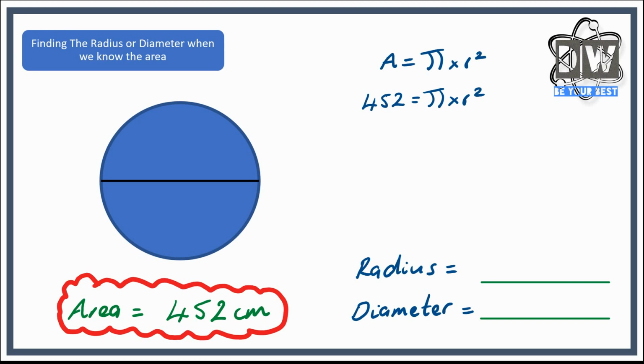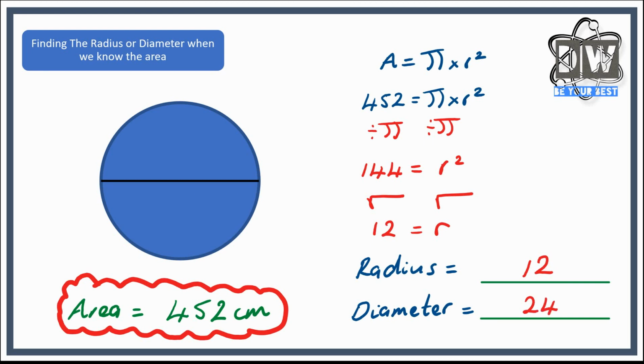Okay, so the next step would be to divide both sides by pi. Then we will end up having r squared equals 144. What we're going to do now is square root both sides, and we'll end up with r equaling, wait for it, 12. Okay, so that's the r, that's the radius. So the radius equals 12, which means we double that for the diameter to equal 24.